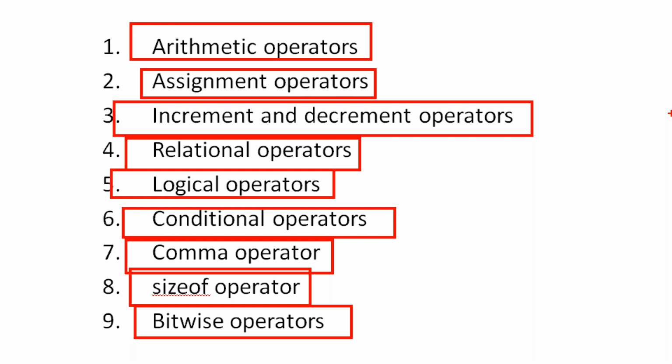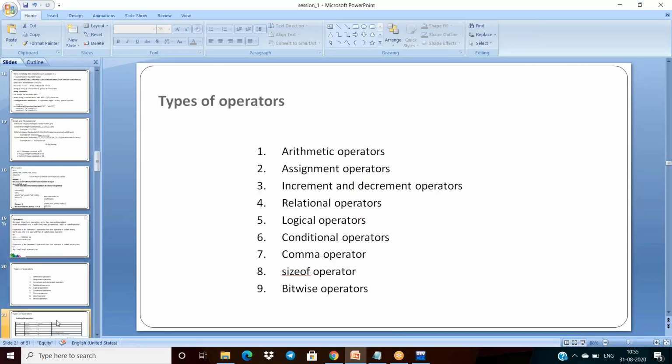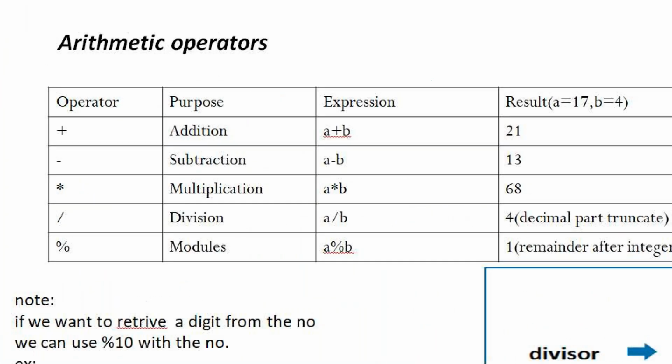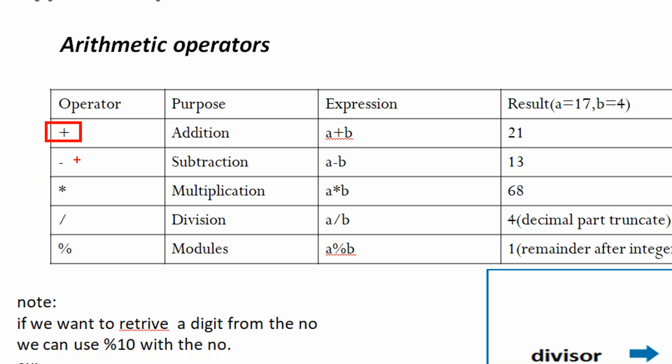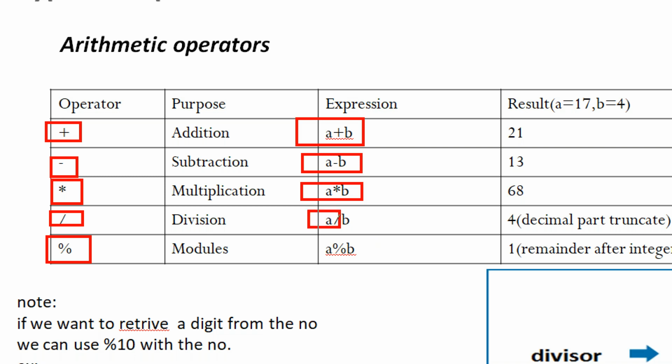First of all, coming to the arithmetic operators. What are the arithmetic operators here? Addition, subtraction, multiplication, division, and modulus. Addition means perform the sum, and for multiplication the asterisk symbol is used. But the two important ones here are division and modulus. What is the difference between these two?